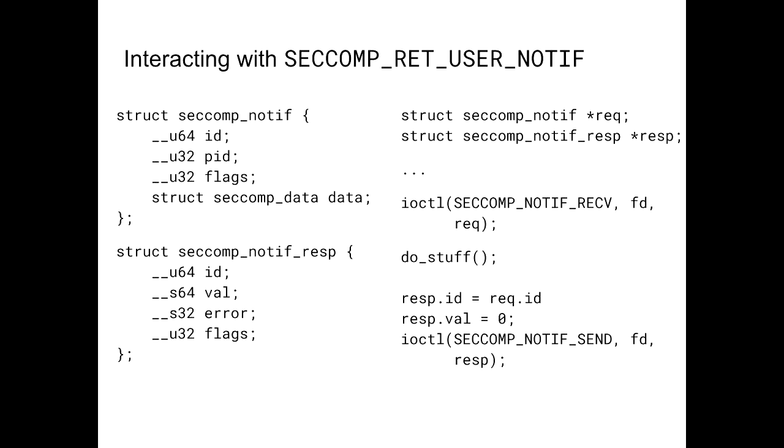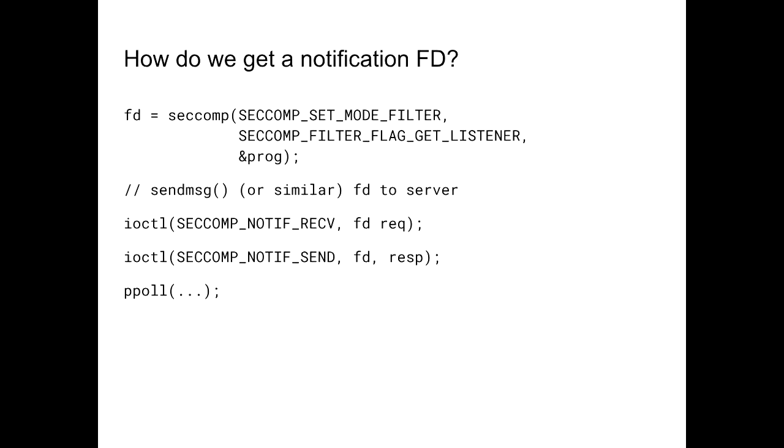So how do we get one of these things? When you install a filter, you can say, give me a listener. You can pass a program that has the special return code, and you can say, give me an FD back that I can do these ioctls on or poll on. And then you can send it with sendmsg or similar to some server, or there's a million different ways to get this file descriptor out of here.